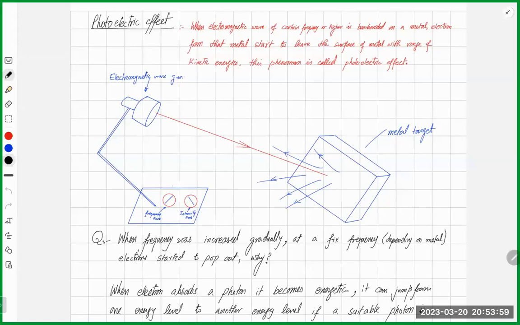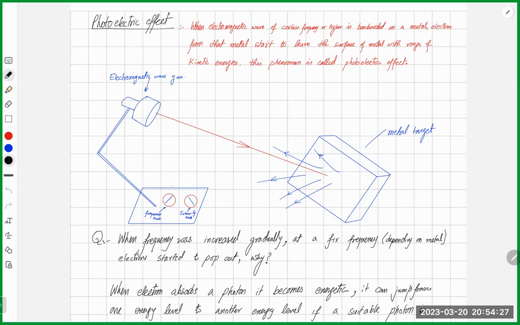Photoelectric effect is a process in which electromagnetic waves, when they strike the surface of a metal, and if they have a certain frequency or higher frequency, they can make the electrons come out. These coming out electrons are called photoelectrons. This process is called photoelectric effect. And the motion of those electrons produces a photoelectric current.